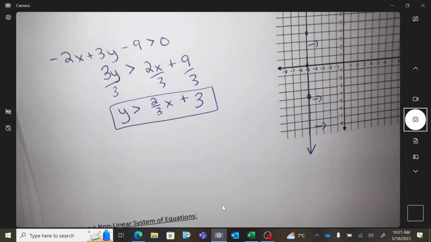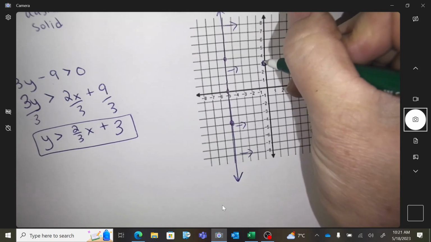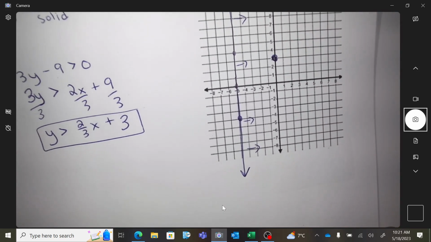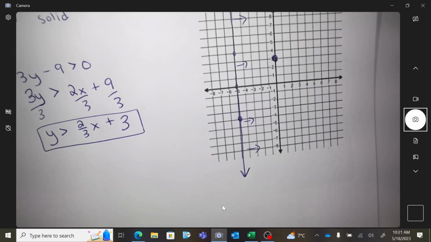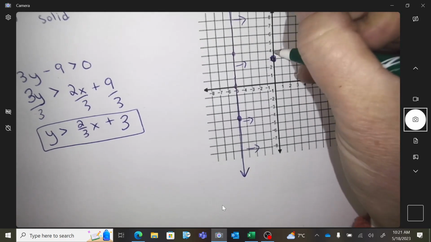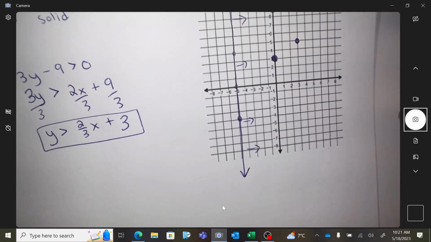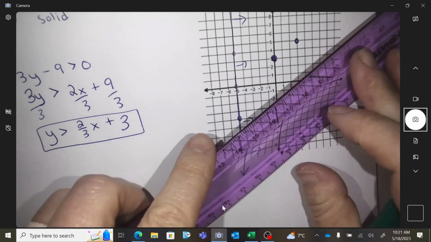Okay, here we go. The y-intercept is 3. Draw a dot. The slope is already a fraction, so it tells me to go rise 2 up, 3 right. Up 2 right 3. And we already told ourselves we're going to draw this dashed line. Up 2 right 3 dashed line.